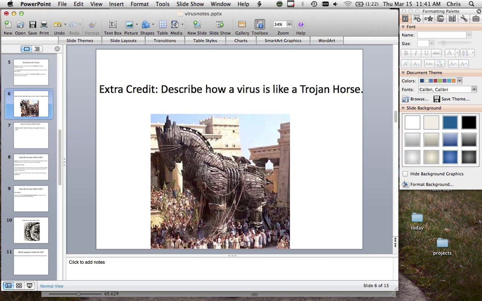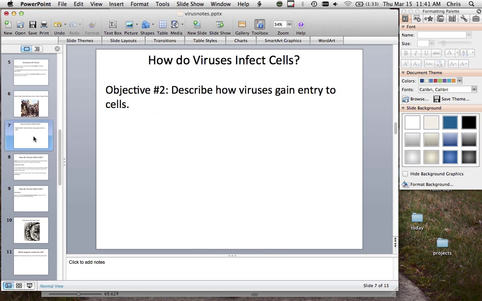If you can describe how a virus is like a Trojan horse, just write your description on a half sheet of paper, turn it in tomorrow, and you'll get some extra credit for that. If you know what the Trojan horse is, this might be a bit easier for you, but if you don't, look it up. It's worth knowing. So again, how do viruses infect cells?